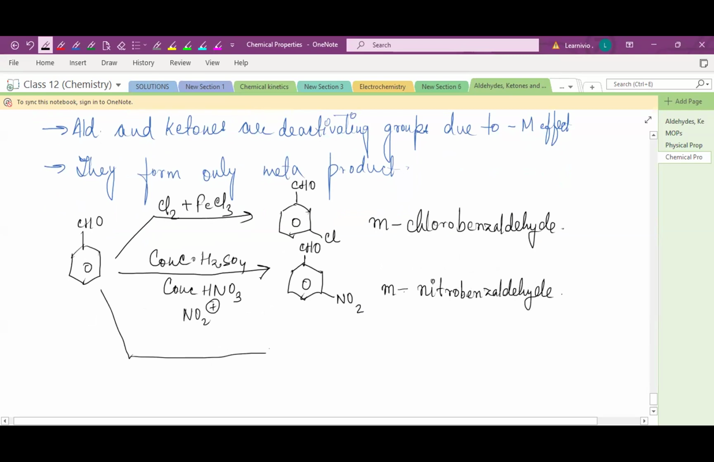Next, if I do the sulfonation, we use concentrated H2SO4. When benzaldehyde is treated with concentrated H2SO4, this process is known as sulfonation. So here, what is the electrophile? The electrophile in this case is SO3H plus. Just attach this electrophile on the meta position. This is benzaldehyde, and just attach this SO3H on the meta position. So what is the name of this compound? Meta. Okay, just try to name this.